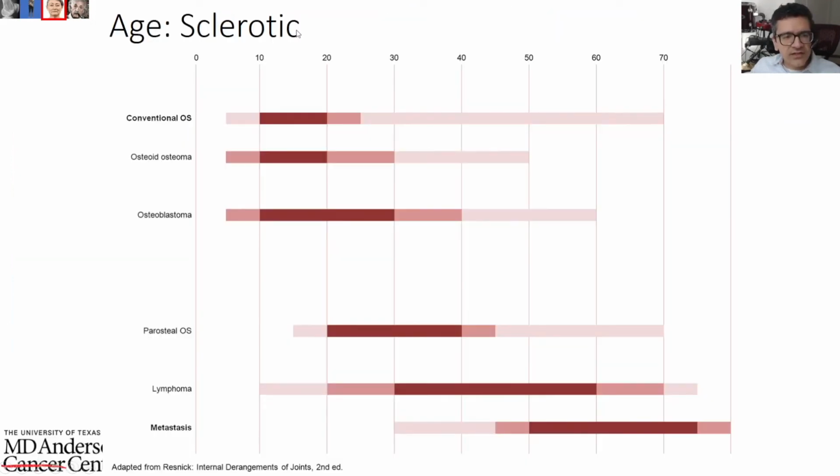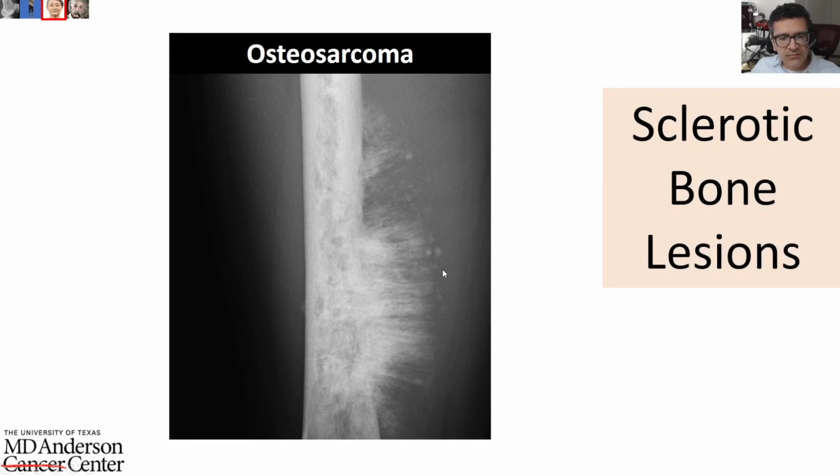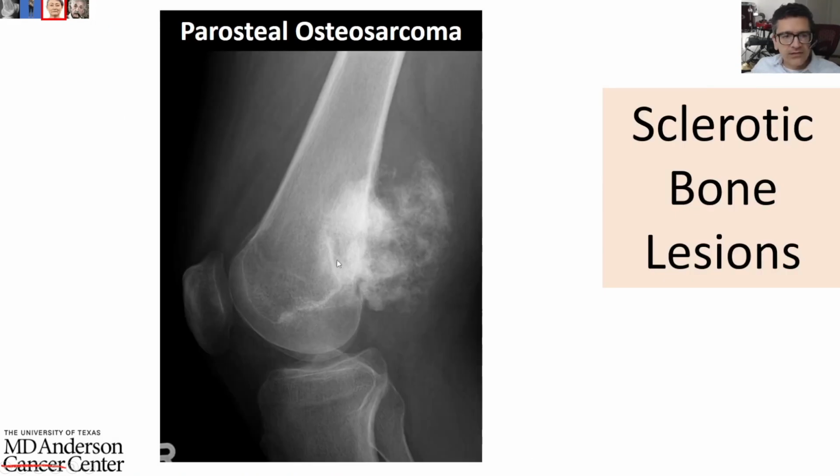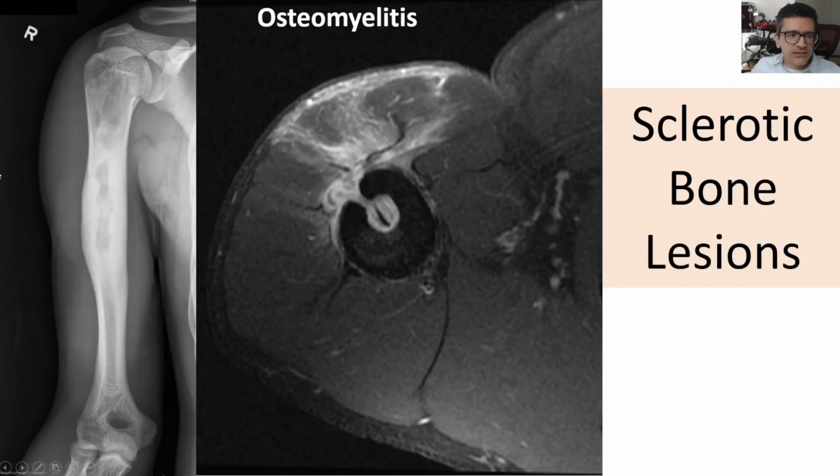If you have a sclerotic or dense lesion, osteosarcomas affect patients in the younger age groups. Osteomas, same age group, but obviously not as aggressive. Osteoblastomas start getting into the older age range. Parosteal osteosarcoma, median age of 30. Lymphoma and metastases in the older age groups. So here's an osteosarcoma, here's an osteoblastoma, here's a parosteal osteosarcoma. Here's osteomyelitis, not strictly a tumor, obviously, but can give you a lot of sclerosis.